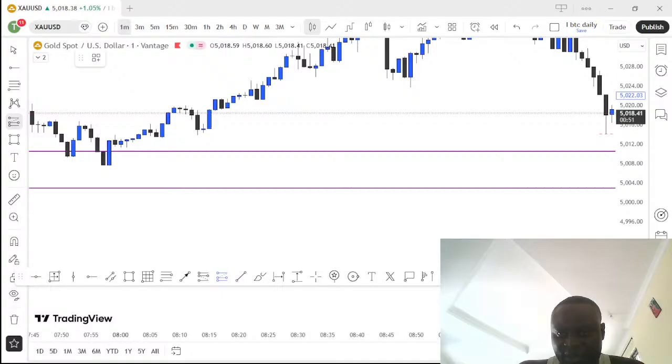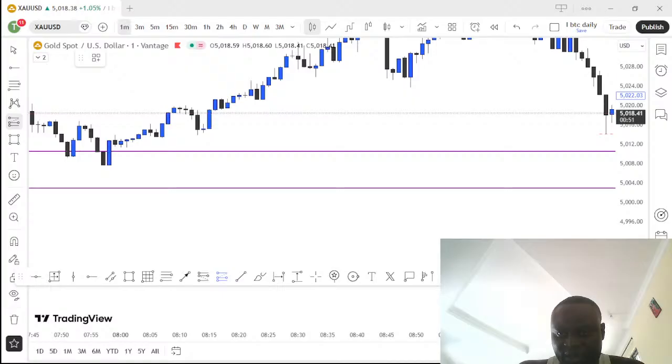This is what you see price doing here. But again, we have our fair value gap here, and we have the order block. Yes, we have the order block here at the top. Now what should we expect price to do? This is what we should expect price to do.